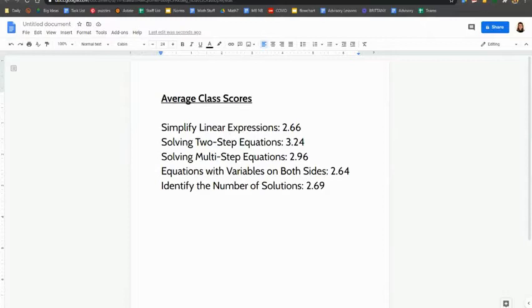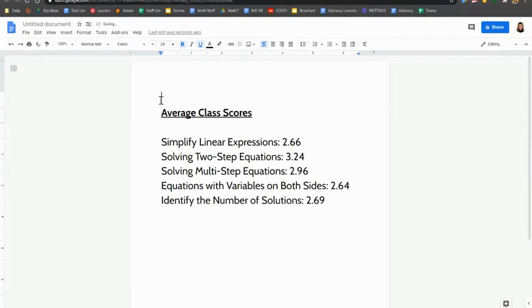I wanted to share that I just finished grading the Unit 3 tests, and I also went ahead and calculated the average class scores. The first standard was to simplify linear expressions, and the average score was a 2.66, which is pretty good, close to a 3, which is right where we want to be. Solving two-step equations was our best. Our average was above the 3, which is fantastic. Solving multi-step equations was almost a 3, just a sliver below that.